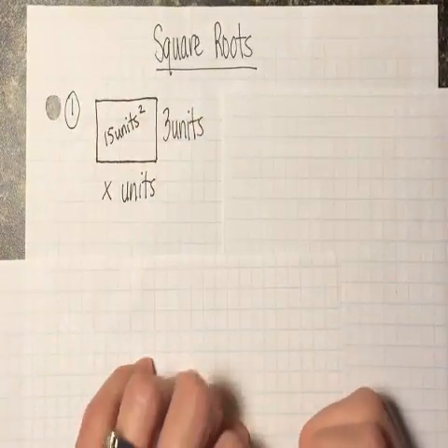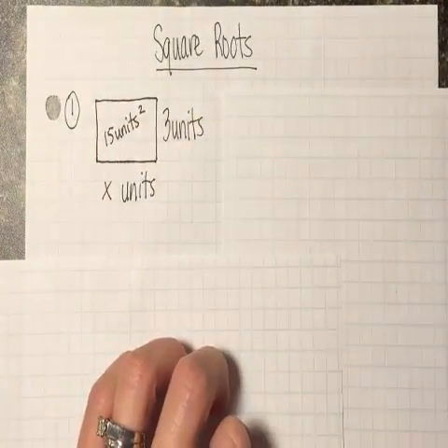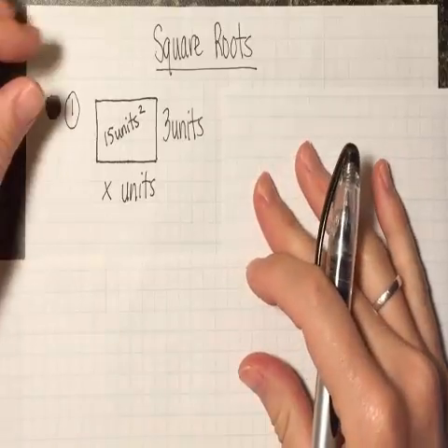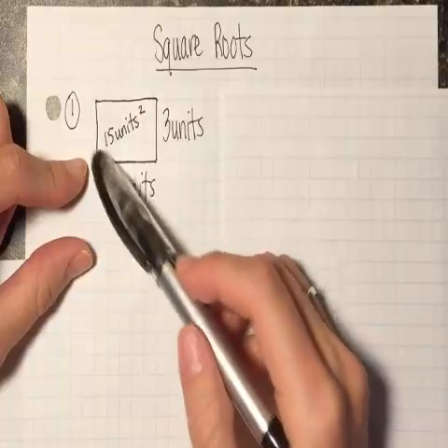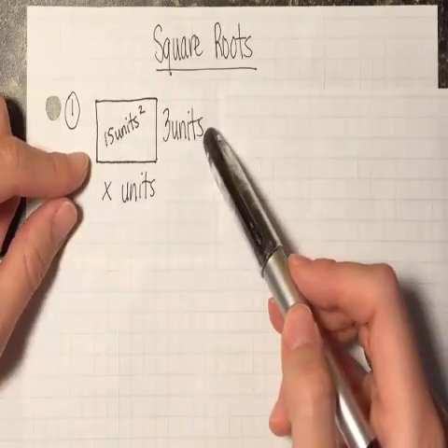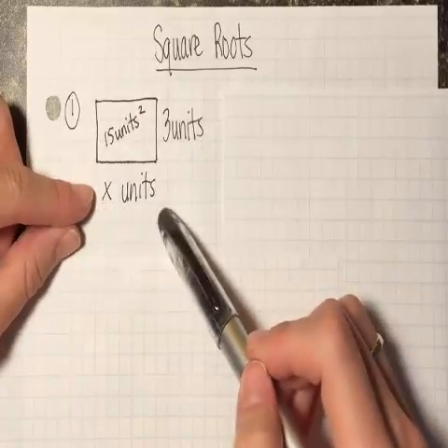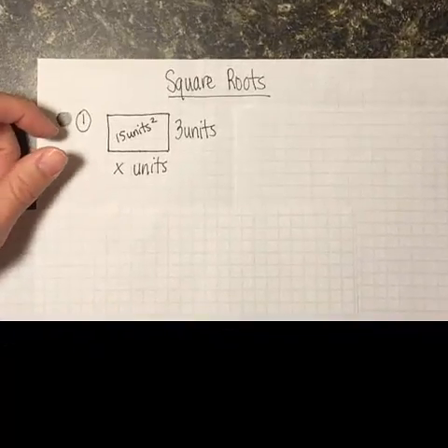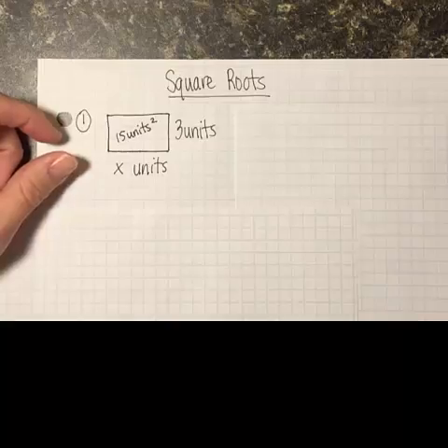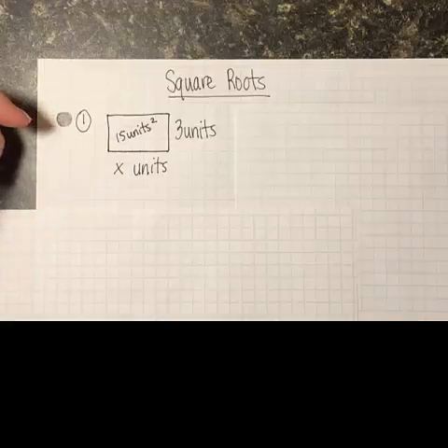Well, what does finding the area of a square have to do with square roots? And I'm about to show you that right now. In this example here, we have an area already given to us and one of the side lengths given to us, and we have to find out the other side length. So what does finding the area of a square have to do with what we're doing in this unit?